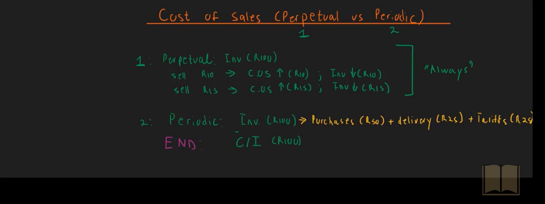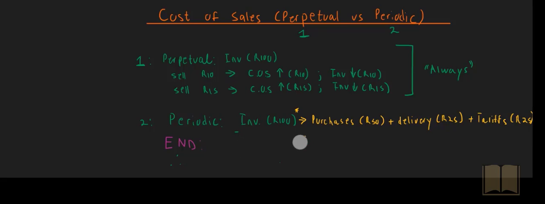Now let's say at the end of the period, our closing inventory is 100 Rand. So we had 100 Rand initially, and at the end of the period we've got 100 Rand. This therefore means we sold nothing, and therefore since we sold nothing, we can have no cost of sales. So our cost of sales amount is 0. Our inventory, which is our purchases, delivery, and tariffs of 100 Rand, minus our closing inventory of 100 Rand, means we've sold nothing, so our cost of sales is 0.